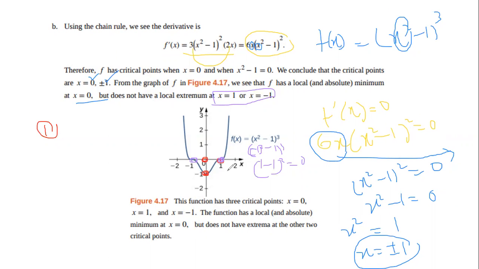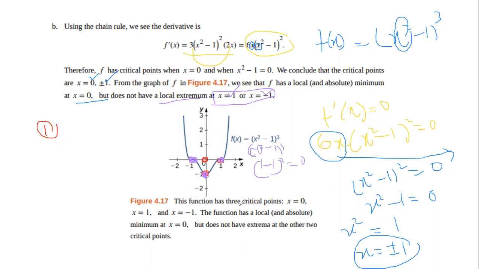Extreme point means that this value must be greater than 0. Okay, so it doesn't have it; it has the value equal to 0. So this means that it doesn't have a local extremum at x equals 1 or x equals negative 1, and it has a local minimum value of negative 1. So at x equals 0, we will say that the function has an absolute or local minimum at x equals 0.